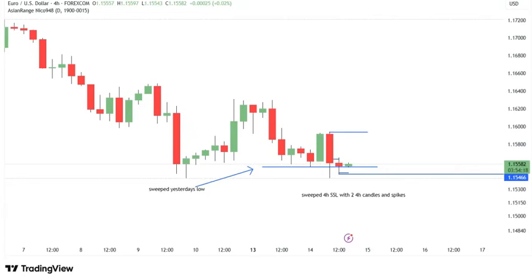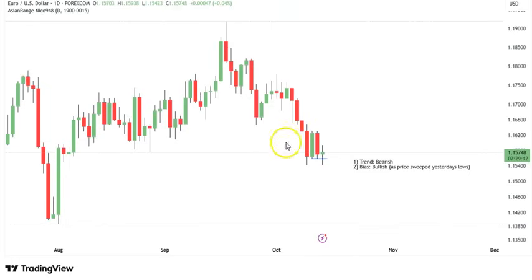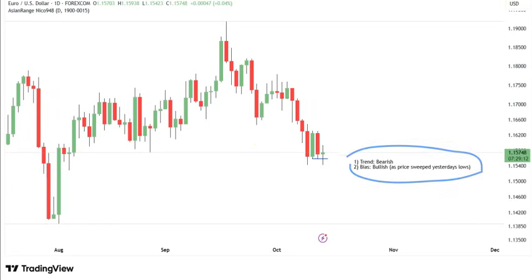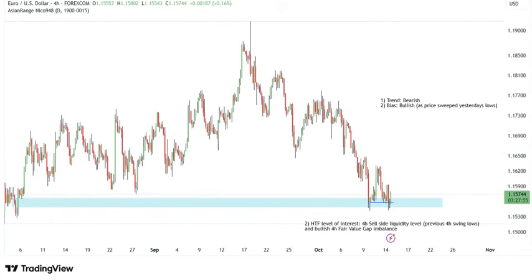Now moving forward, what do you see here back on the daily time frame? Here I marked those comments. The trend, as we said before, was bearish, of course, but the bias was bullish. As you can see, the price swept yesterday's lows and turned around. So in this case, of course, we were looking for a potential bounce back up higher.